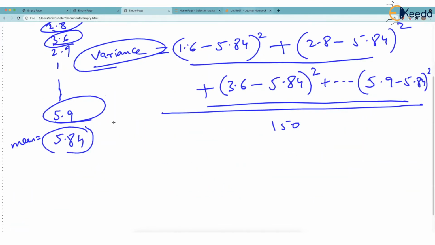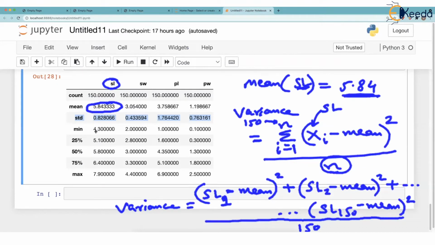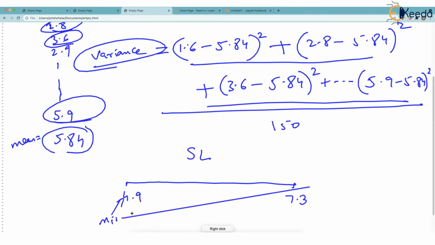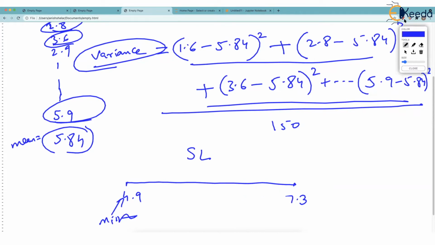Okay, let me go to this page. What is minimum SL? Let me check. 4.3. And what is maximum SL? Let me check. Maximum value 7.9. 4.3, 7.9. Here we go. This is SL. This is the minimum value, and this is the maximum value in the SL column. And the mean we got was 5.84. Correct? This is the mean we got.